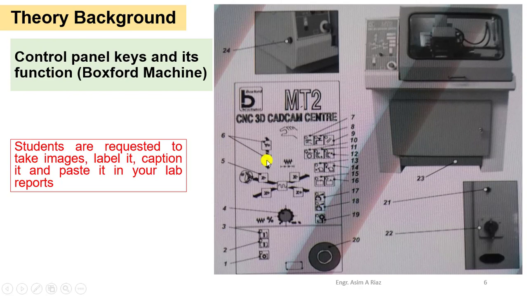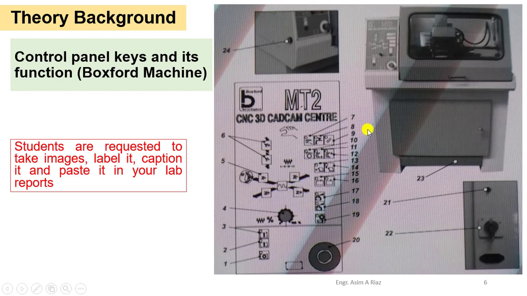Next is 6, Y plus, Y minus, which I already told you are used in the mill mode. While in lathe mode we are limited to only 2 axes, so we will use X plus, X minus, Z plus and Z minus.